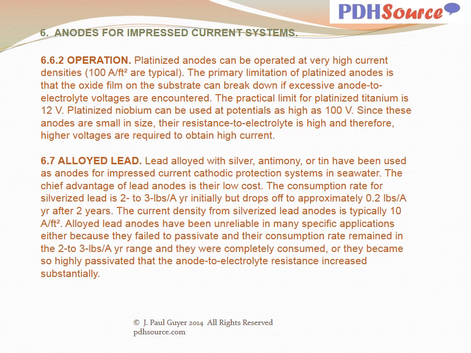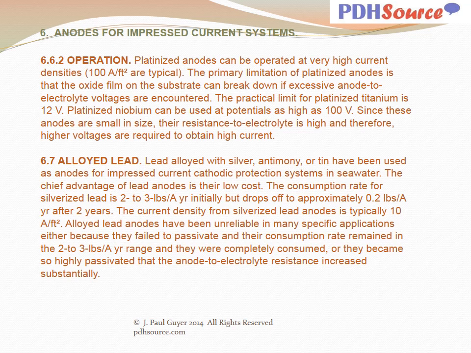Platinized anodes can be operated at very high current densities. 100 amperes per square foot is typical. The primary limitation of platinized anodes is that the oxide film on the substrate can break down if excessive anode to electrolyte voltages are encountered. The practical limit for platinized titanium is 12 volts. Platinized niobium can be used at potentials as high as 100 volts. Since these anodes are small in size, their resistance to electrolyte is high, and therefore higher voltages are required to obtain high current.